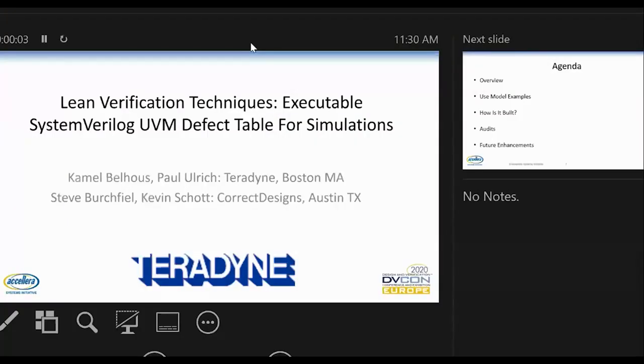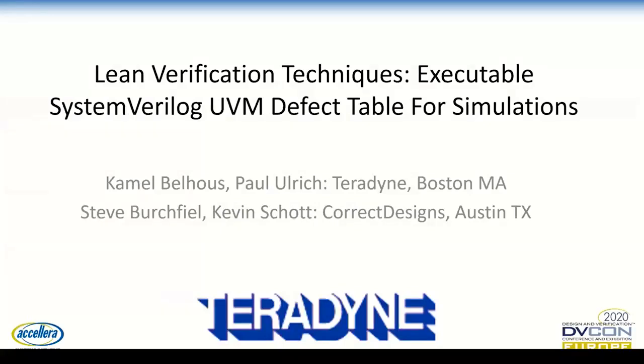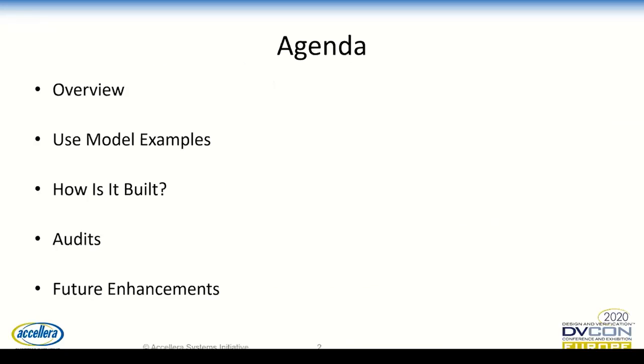This was developed by a team at Teradyne and our friends from CorrectDesigns in Austin, Texas. So this is about the lean technique. Lean means how to minimize waste, how to minimize waiting time. We're going to start with an overview and then show some model examples. We're going to show how the table is built, and then talk about audits, and then talk about enhancements.